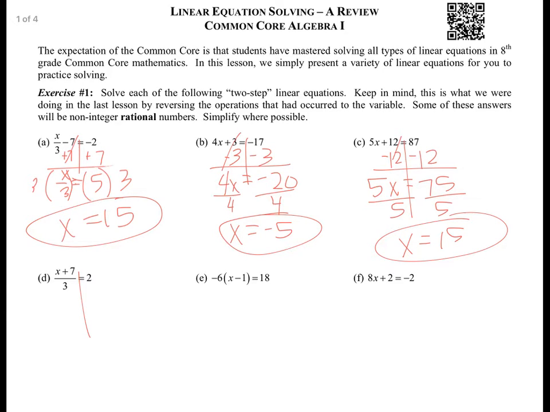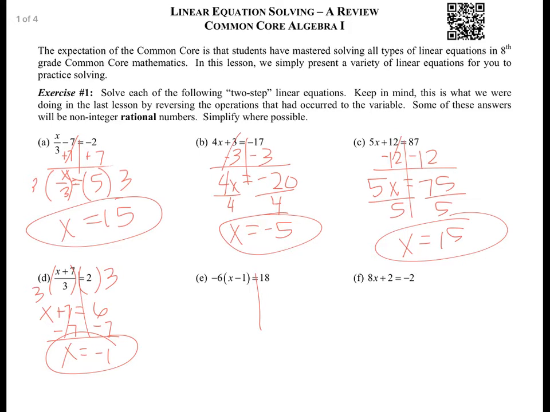All right, letter D. The difference between this one and the others is that it is already being divided, so we can't do anything with it until we get rid of the divided by 3. So we have to multiply both sides by 3. So now I have x plus 7 equals 6. Subtract 7 from each side, and x equals negative 1. It might help you to go back through and think about what's happening to x and when, and to do the opposite. So letter E, you can either do distributive property first, or we can look at what's happening first.